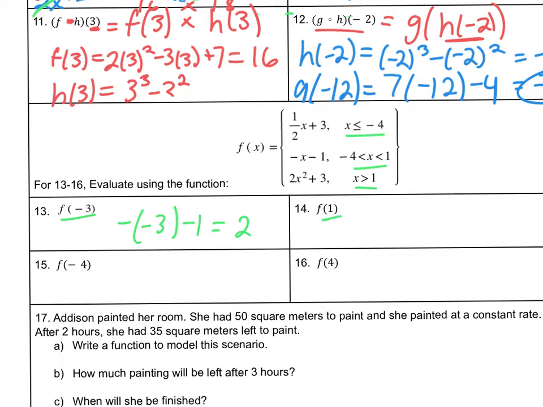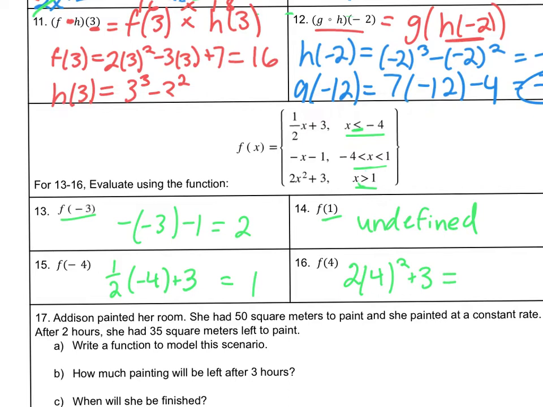Next, f of 1. Well, this isn't x is less than or equal to 1 or x is greater than or equal to 1, so 1 actually isn't even defined here. Anytime there's an open dot on both, it's going to be what we call undefined. Negative 4: this is x less than or equal to negative 4, so that can go there. So negative 2 plus 3 is just going to give me 1. And then f of 4, obviously that's greater than 1, so plug that in. Use a calculator. There's no reason you need to do that in your head. And you should get 35.